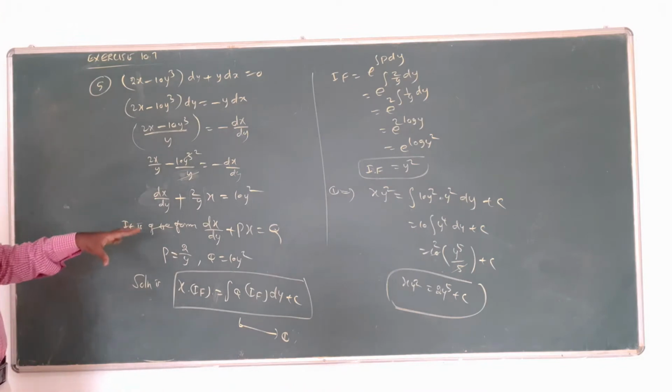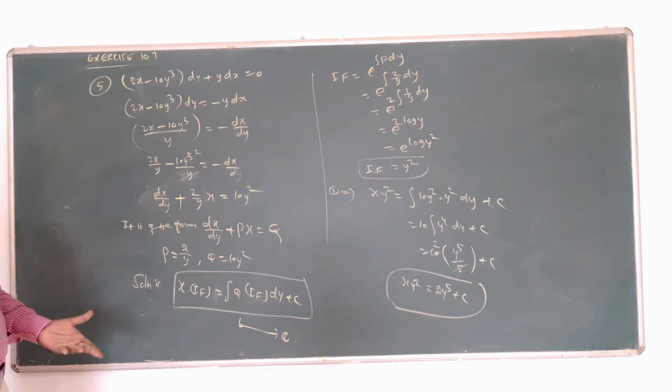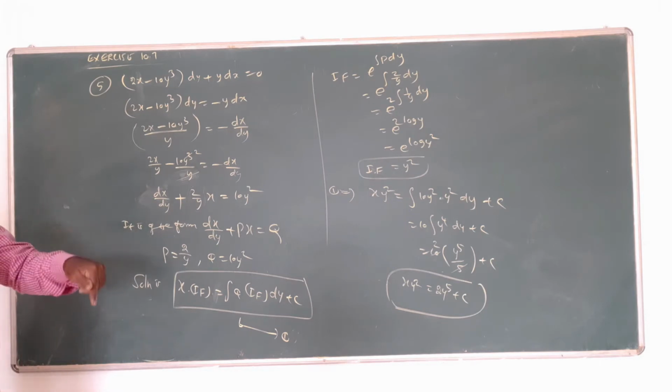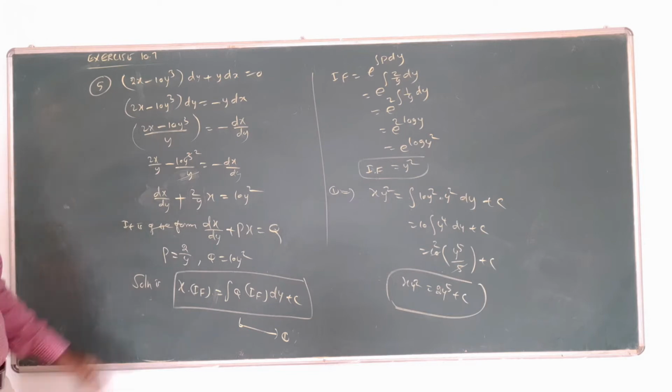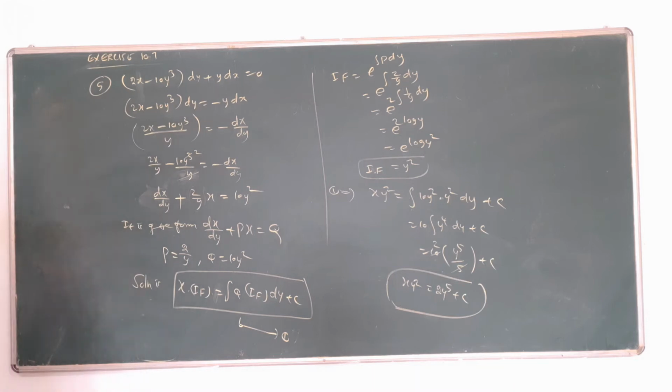The question is of the form dx by dy plus Px equal to Q. What is the reason? The first form means dy by dx plus Py, only y is coming. But here y power 3 is there. That's why you want this integration. That is the answer.